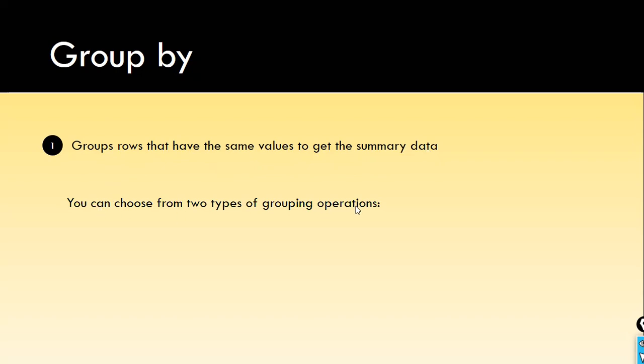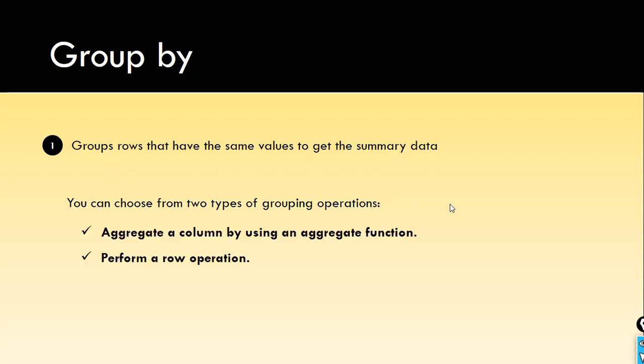You can choose from two types of grouping operations when it comes to Power Query Editor. You can aggregate a column by using an aggregate function. So what is the aggregate function? Examples for aggregate function are sum function, average function, min function, max function. These are the aggregate functions or summary functions. You can aggregate a column, you can summarize a column. Sum of sales amount, average of sales amount, sum of units sold.